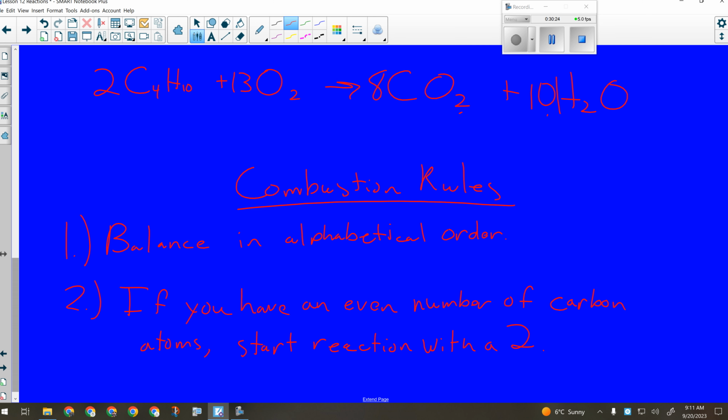Everybody all right with that? That's all there is to combustion. All the other reactions, we just start with the biggest number and we go from there for balancing. But combustion marches to the beat of its own drum, and so it needs its own special balancing rules.